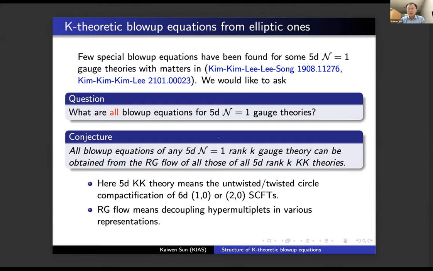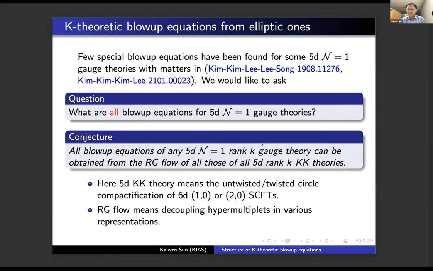Our strategy, or our conjecture, is that all blow-up equations for 5D N=1 theories can be obtained from the RG flow of all 5D KK theories. Here, KK theory means Kaluza-Klein theory compactified from 6D (1,0) or (2,0) SCFTs. And the RG flow means we decouple the hypermultiplets, or the matter content, in 5D gauge theories. So this is the main conjecture of our paper.